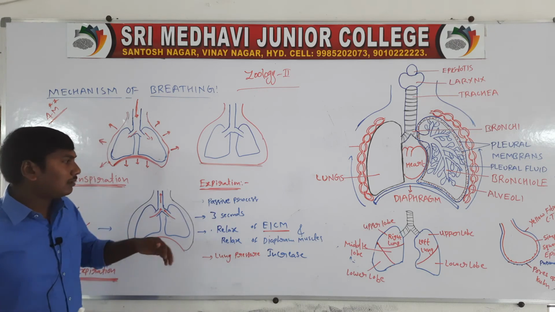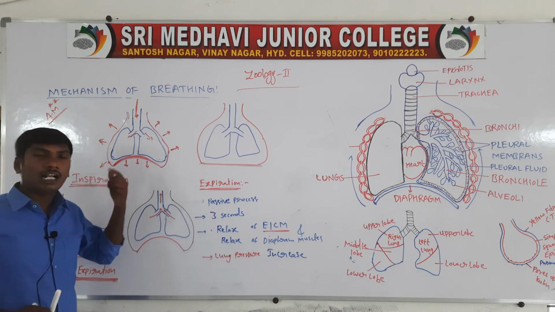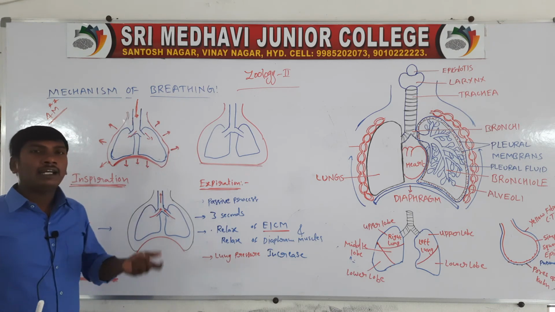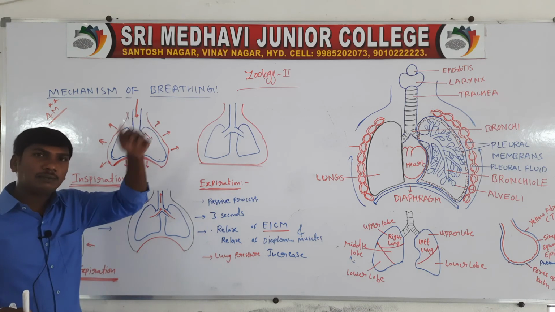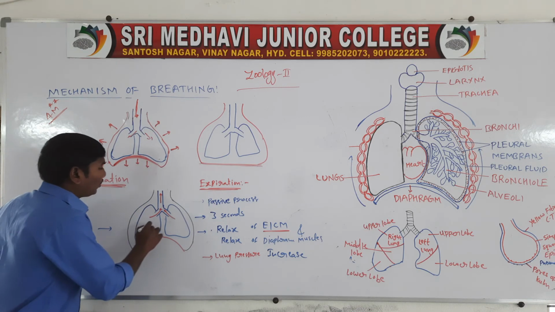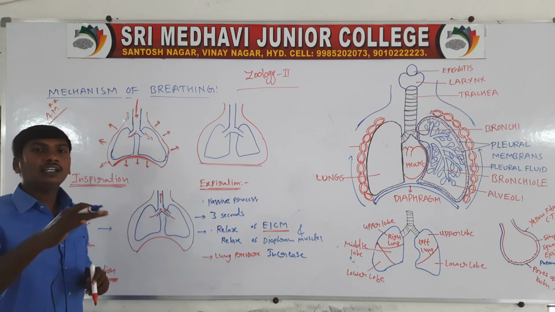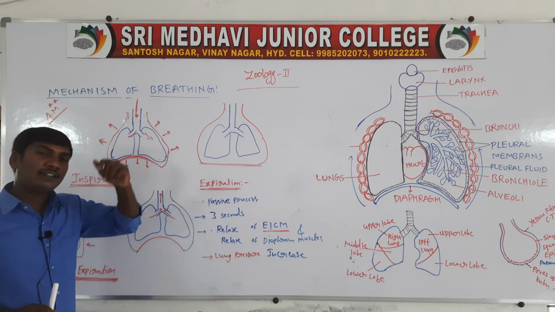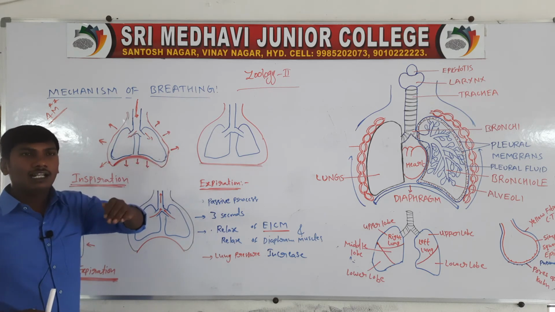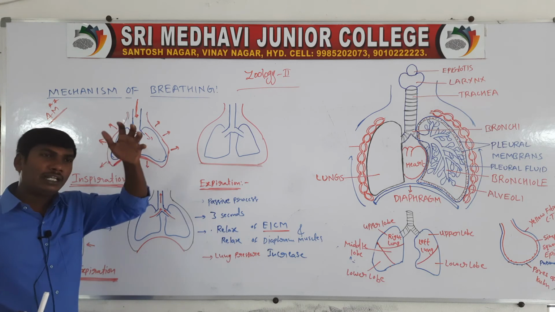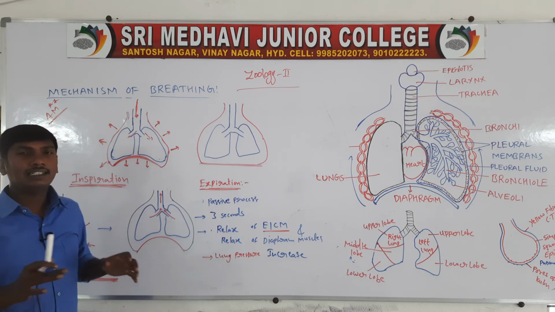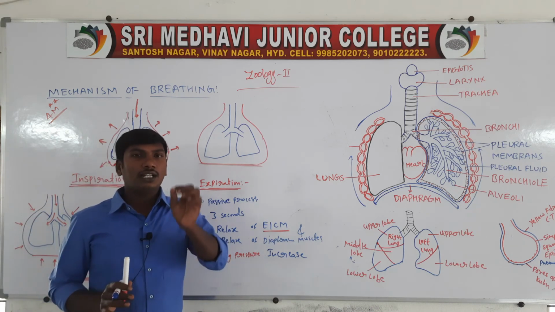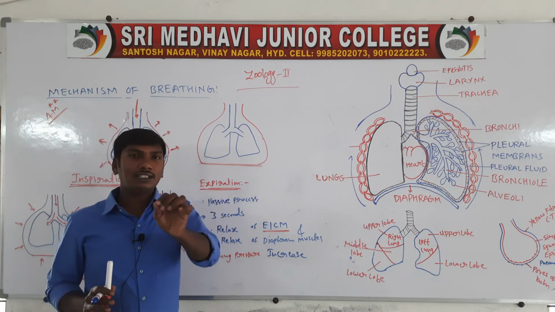At that time the atmospheric pressure is less and the lung pressure is high. So the air moves from the lungs to the outside through the respiratory tract. The lung pressure increases compared to the atmospheric air, so the lung air goes outside through the respiratory tract. These are the inspiration and expiration. Expiration is a passive process.